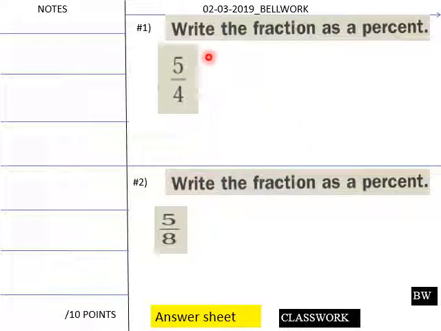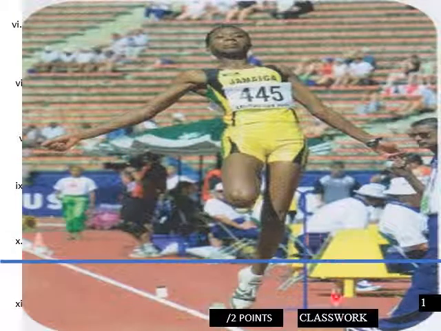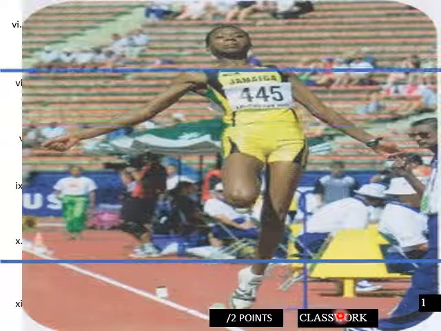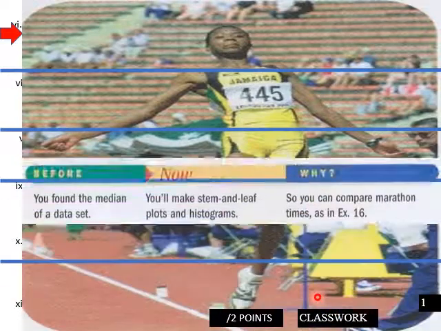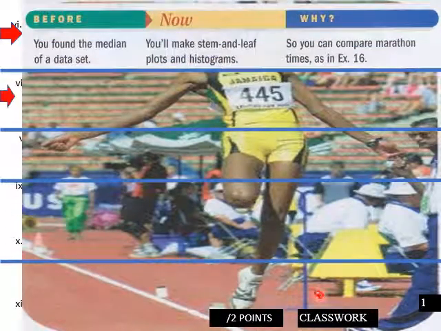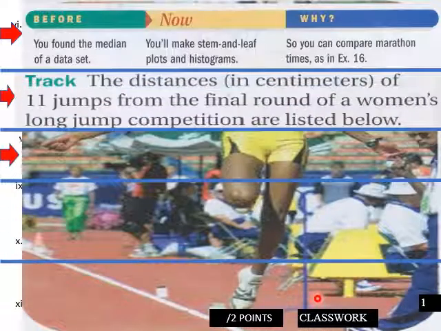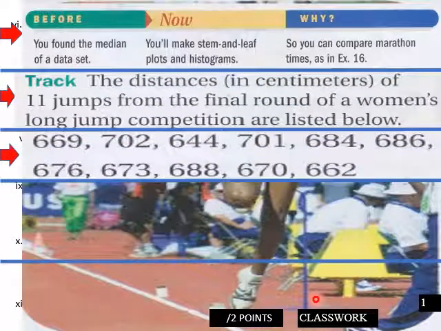Write your fraction as a percent. Classwork sheet here, this is on your classwork sheet. You found the median of a data set. You'll make stem and leaf plots and histograms. And then we start out here with a track issue with different kinds of jumps: 11 jumps from the final round of women's long jump, in centimeters.